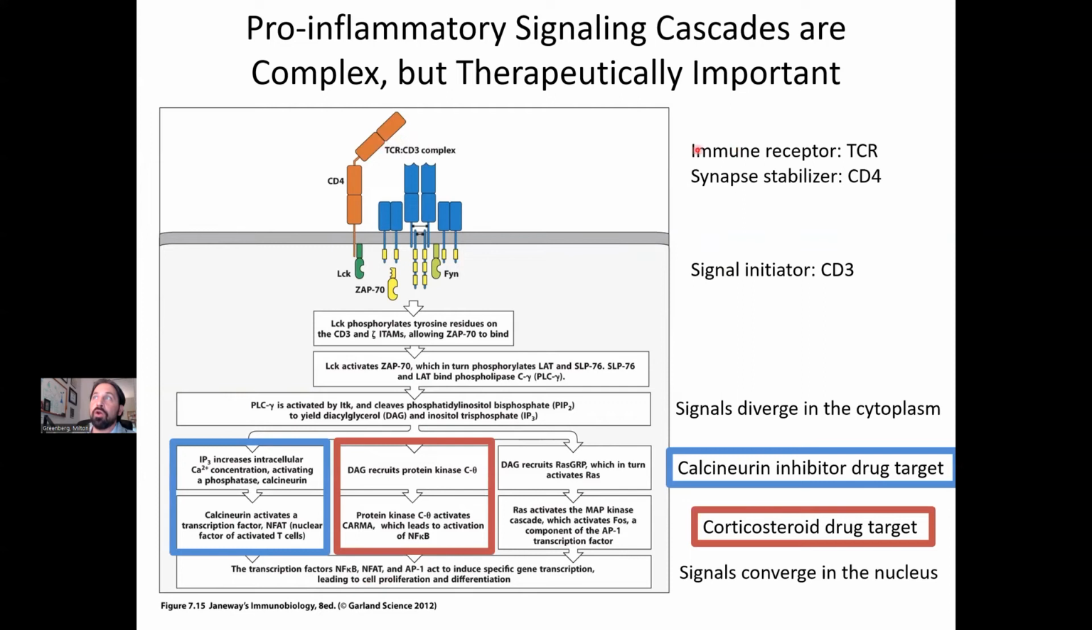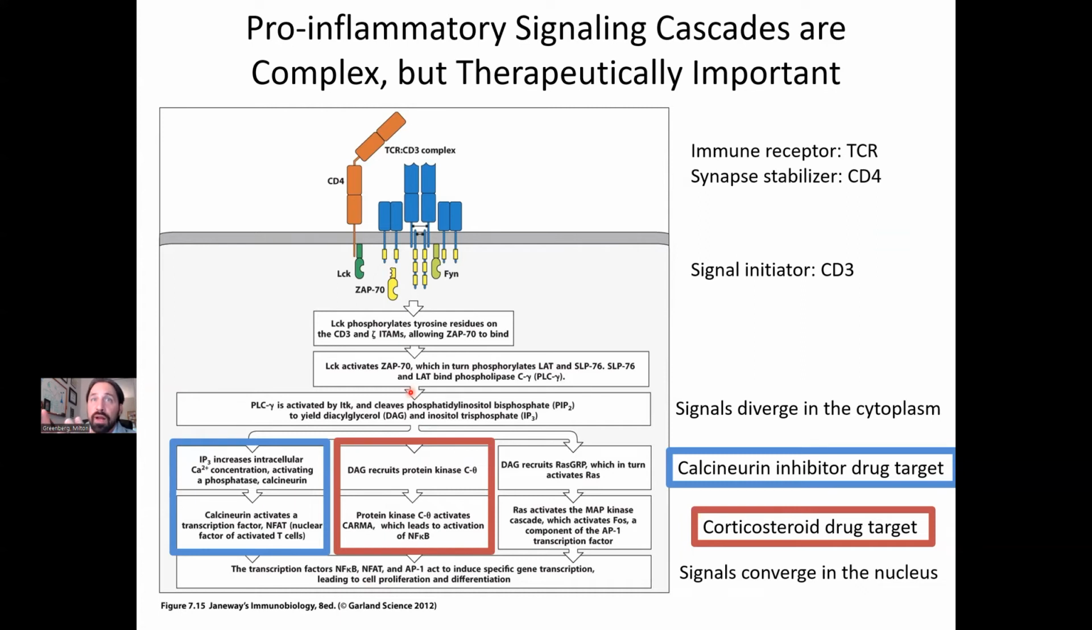So we have our T cell receptor, which is going to be that immune receptor on the surface of the T cell. We have our CD4. CD4 is going to stabilize that immunological synapse. We also have these signal initiators. These are called CD3. These are going to activate a variety of kinases. And then what's going to happen is that these kinase cascades and phospholipase cascades are then going to cause divergent signaling in the cytoplasm.